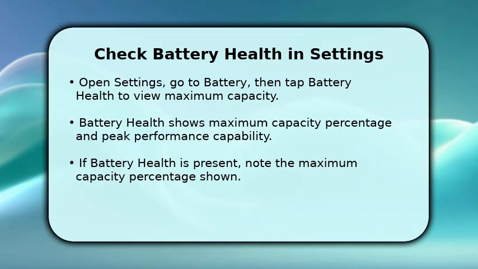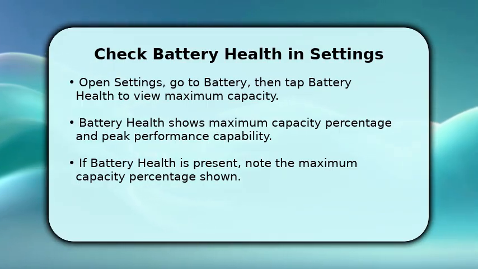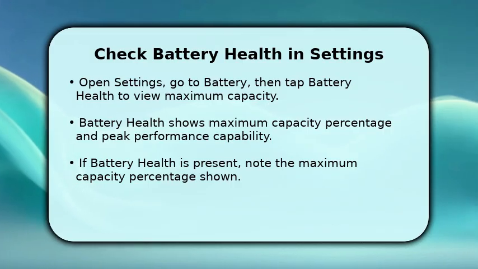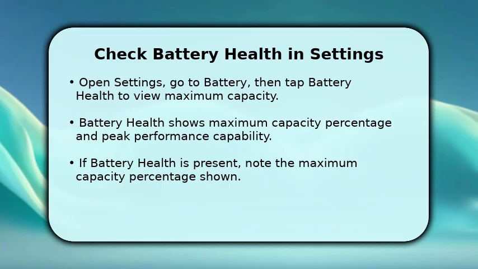Read the maximum capacity number. It shows current battery capacity versus original capacity in percent. The peak performance capability line tells if performance management is applied. Record the percentage and any recommendations shown so you can decide whether to monitor, calibrate, or seek service.